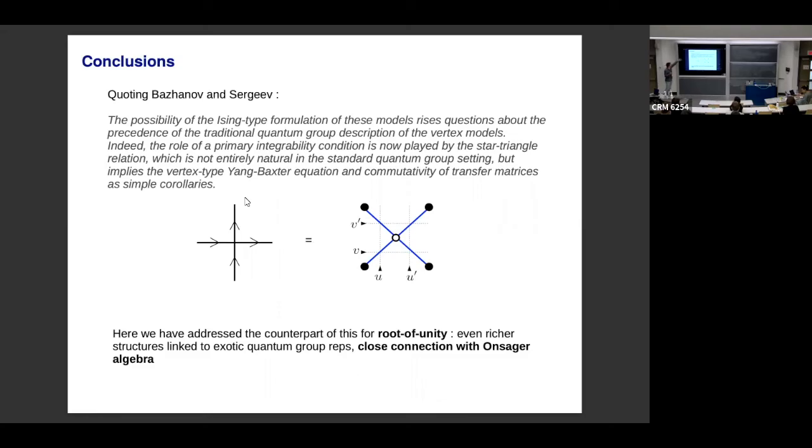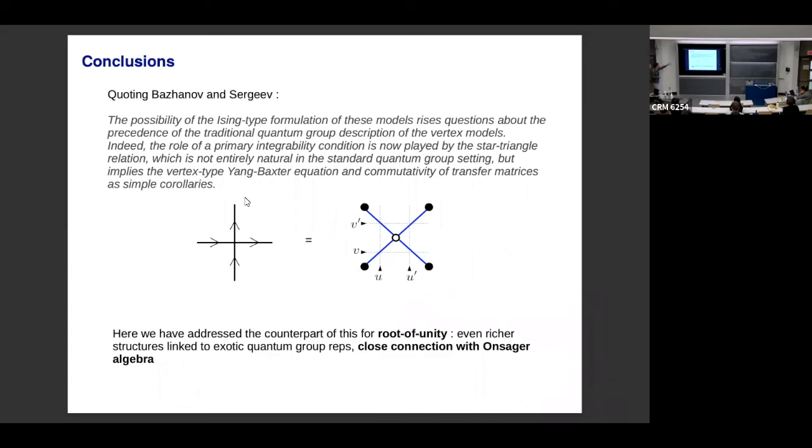I like this sentence in Bazhanov and Sergeev's paper, so I'll say it out loud. The possibility of the Ising-type formulation of these vertex models raises questions about the precedence of the traditional quantum group description of the vertex model. Indeed, the role of a primary integrability condition is now played by the star-triangle equation, which is not natural in the standard quantum group setting, but implies the vertex-type Yang-Baxter equation and commutativity of transfer matrices as simple corollaries.